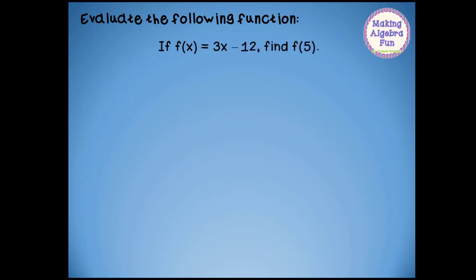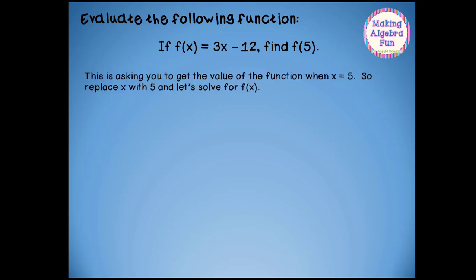Here's an example of a function. F of x equals 3x minus 12. Find f of 5. So what this means is it's asking you to get the value of the function when x equals 5. So what we're going to do is replace the x with 5 and then we'll solve.